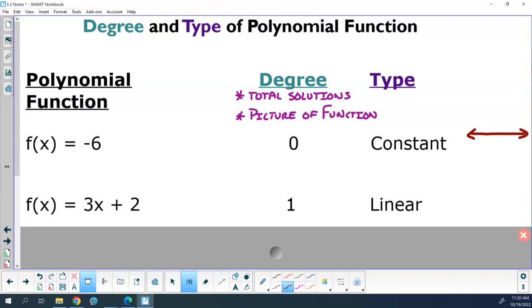The next function we dealt with last chapter, or last unit, is a linear function. It's got a degree of 1. An example would be f of x equals 3x plus 2. The picture is a skew line. A skew line is a line that is not horizontal or vertical.